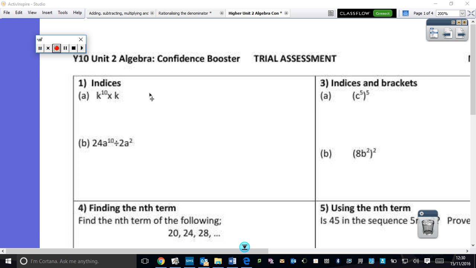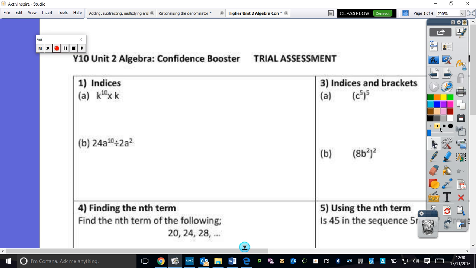So these are laws of indices. What happens when we are multiplying? What happens to the powers? They don't just stay the same. Can you see? They add together. So this k does have a power, well it doesn't say a power, the power is 1. So this is k to the power of 11. If you got it wrong, write it in purple. Next one.